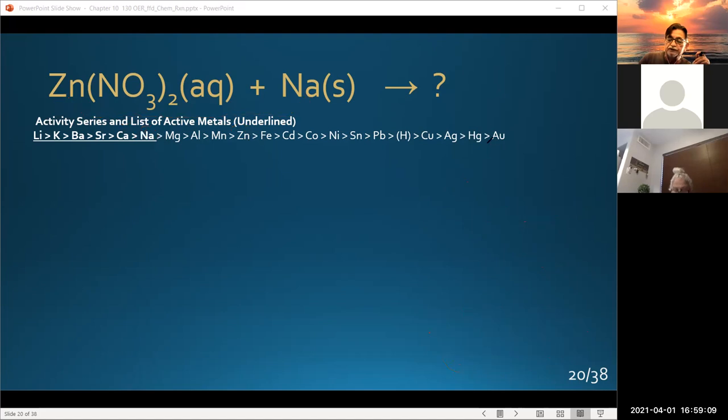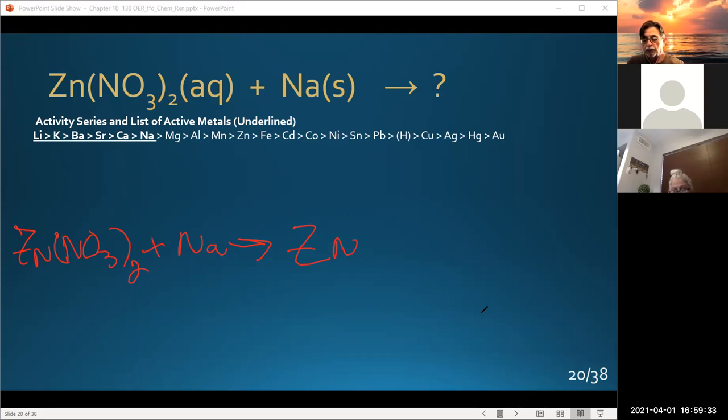Based on what we just did, let's write the formula, the equation. Okay, plus sodium. And zinc is going to now become elemental form because sodium is a lot more reactive. Now, we need to first, again, as I stated, write the other products that are in ionic form first.